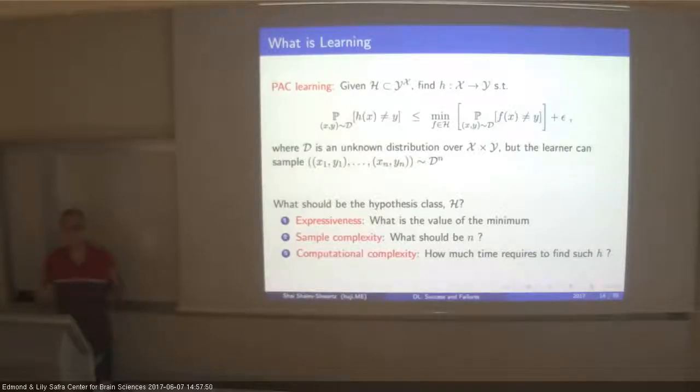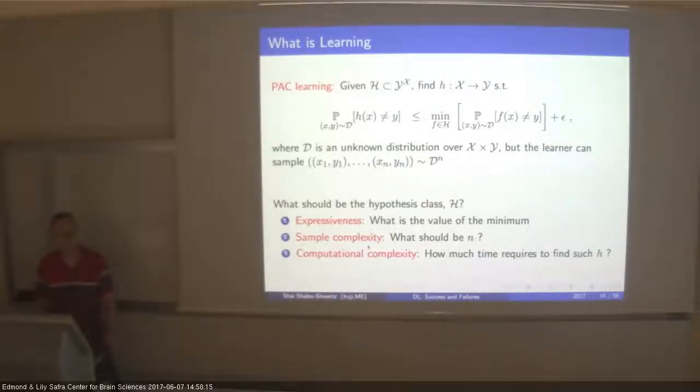And in PAC learning, the basic theory, we have three considerations of choosing the prior knowledge or this class of functions that we try to learn. One of them is expressiveness. And expressiveness is what is the value of the minimum on the right-hand side. So if we take a larger hypothesis class, then the minimum on the right-hand side would be smaller. So we want to take a larger hypothesis class.